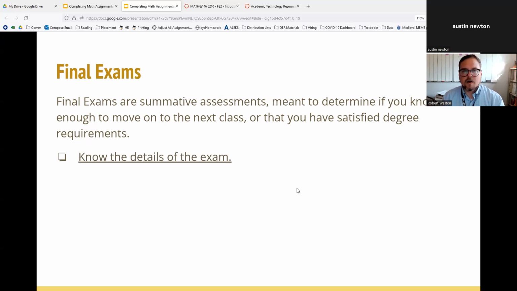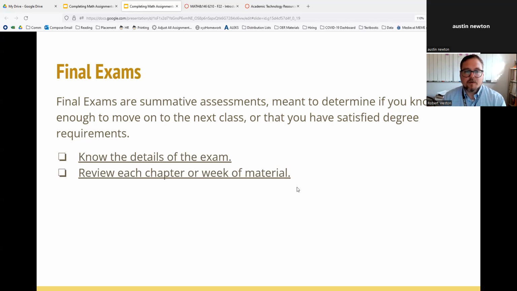Very basically, know the details, right? First week, your syllabus should have information about the final exam. Know that. Put that in your calendar. Make sure you prepare by that time. Review each chapter or week of material. This is going to be really hard to do if you're not organized. If you have all your papers everywhere, that's not going to help.